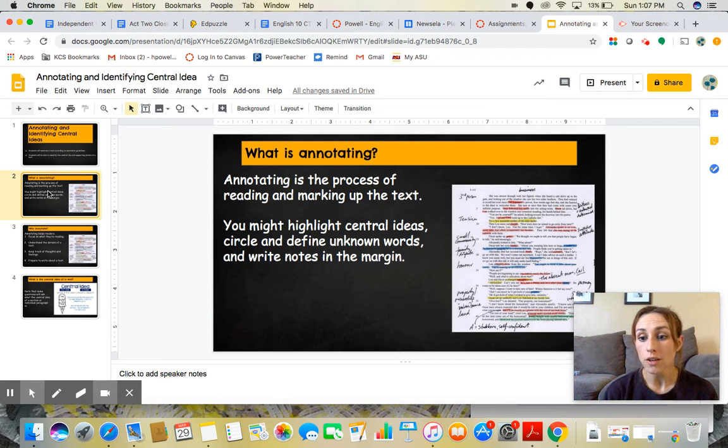So the first thing that you may be wondering is, what is annotating? Well, annotating is the process of reading and marking up the text. Some things you may do are highlight central ideas, circle and define unknown words, and write notes in the margin.